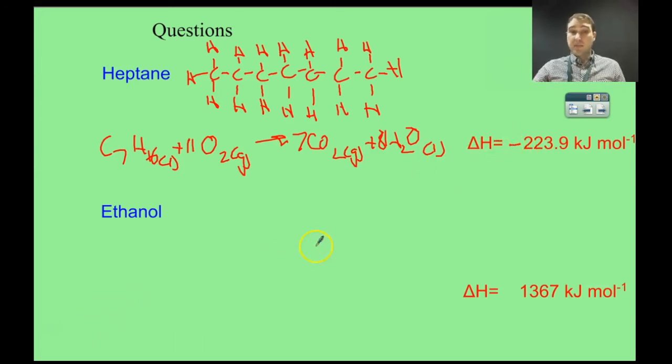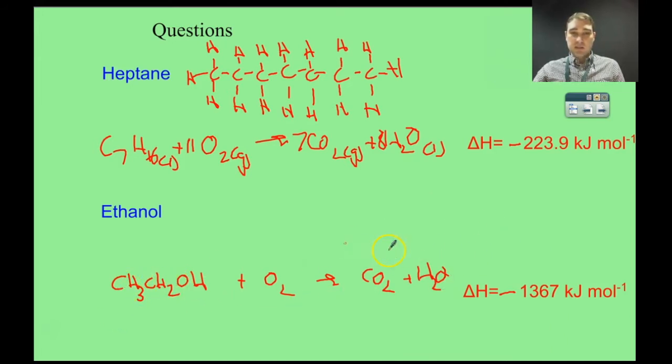Now let's do ethanol. So again, ethanol, we're going to go straight to the enthalpy value here. So we're burning ethanol, that's going to give off heat energy. So it's a negative enthalpy value. Ethanol, CH3CH2OH plus oxygen goes to carbon dioxide and water.